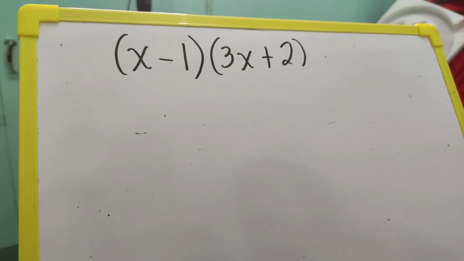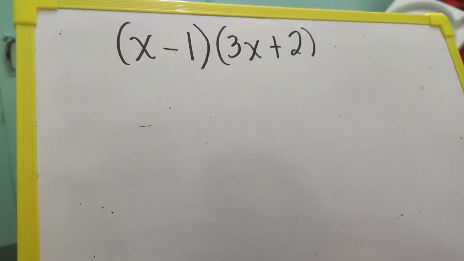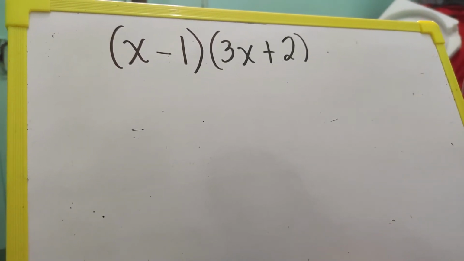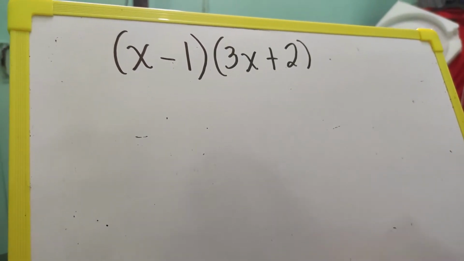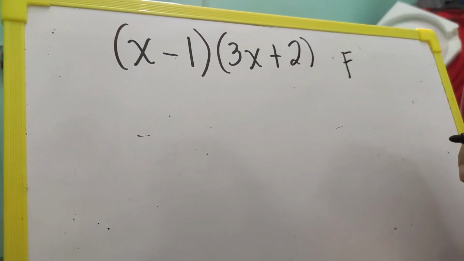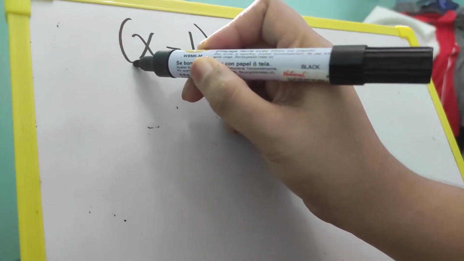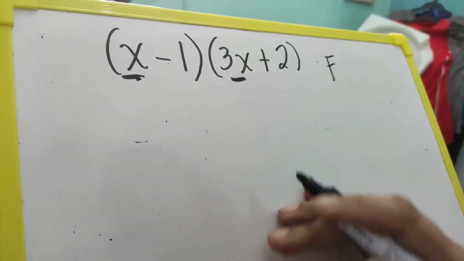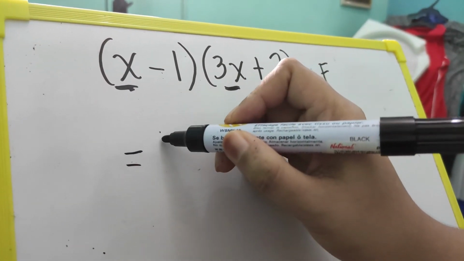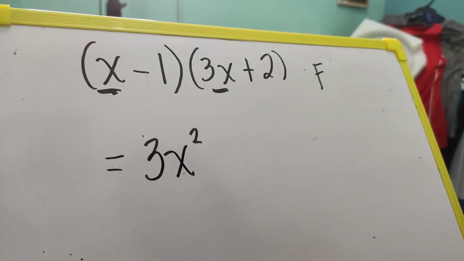This time, we are going to multiply a binomial by another binomial. If you can still recall, this is what we call the FOIL method, so we will be applying it here. So, we have the first term. F stands for the first term. So, what are the first terms? Here are the first terms. We have x and 3x. Let's multiply. x times 3x is equal to 3x squared.